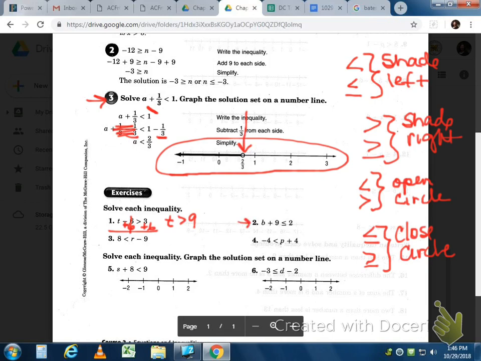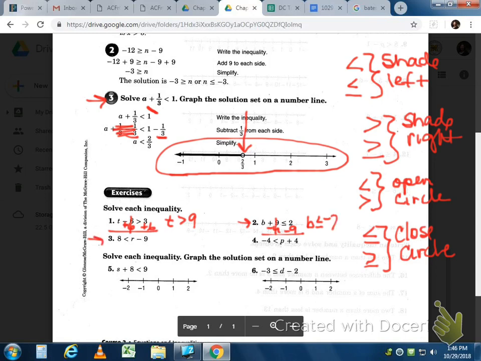Okay, example 2. B plus 9 is less than or equal to 2. We want B alone. Dylan. Subtract 9. So B is less than or equal to what? 2 minus 9. Negative 7. Good.